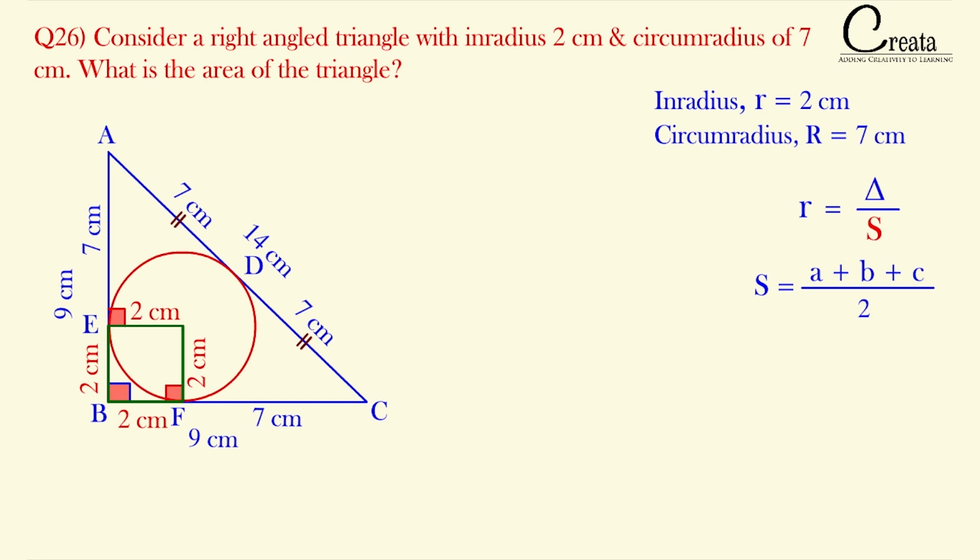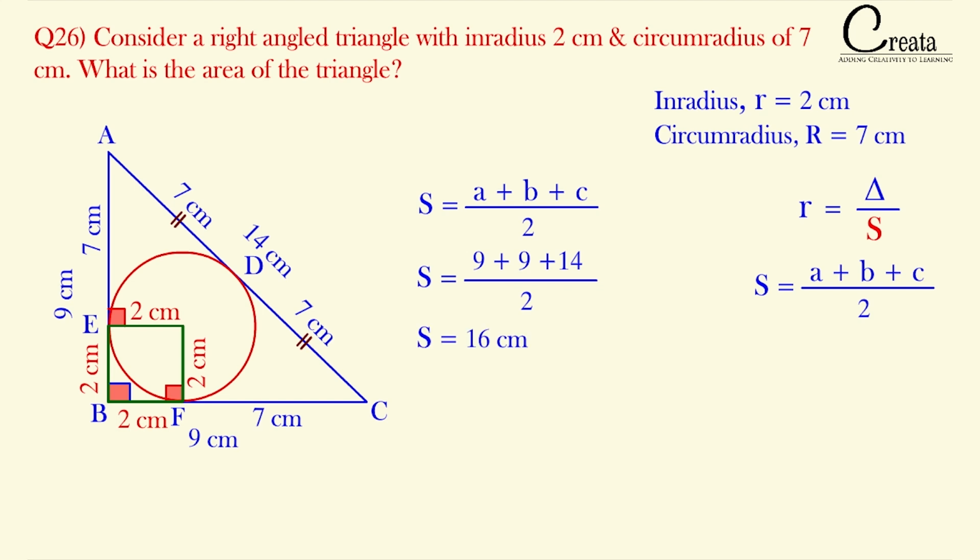Now we can easily calculate the semi-perimeter, that is A plus B plus C upon 2. That will be 9 plus 9 plus 14 upon 2. So we got the semi-perimeter S as 16 centimeter. Now we can easily apply our formula, that is inradius is equal to area of the triangle upon semi-perimeter. On putting the value and solving, we got area of the triangle as 32 centimeter square. Okay, that is the answer of the question.